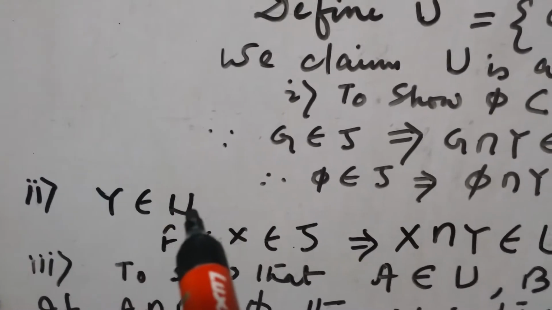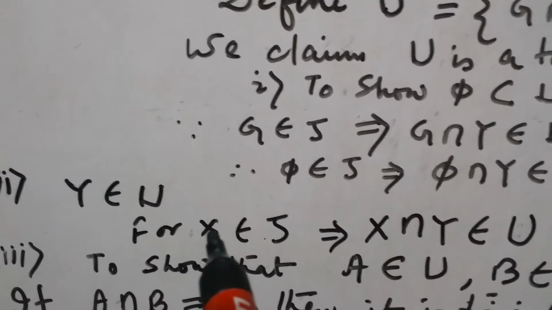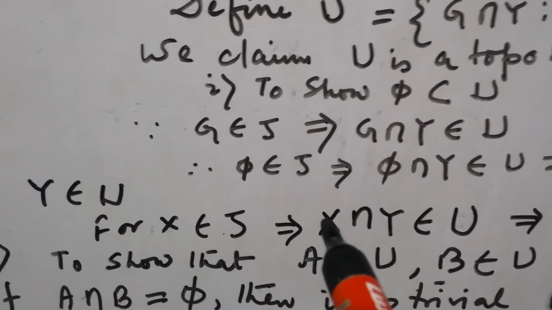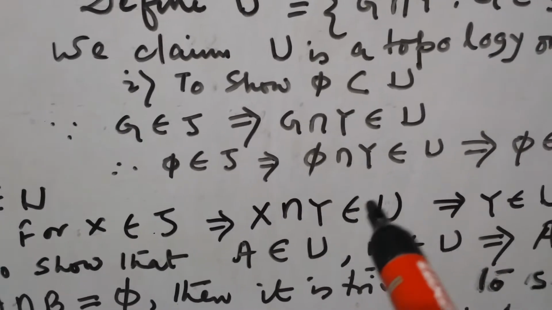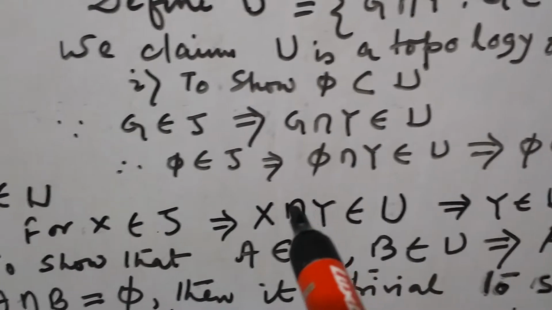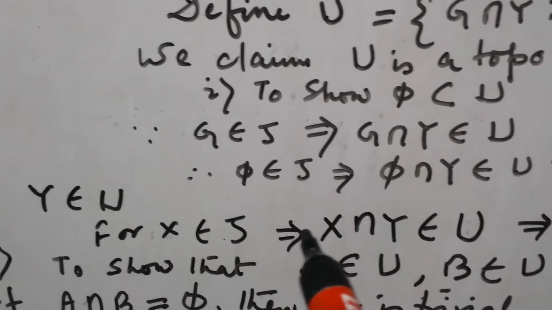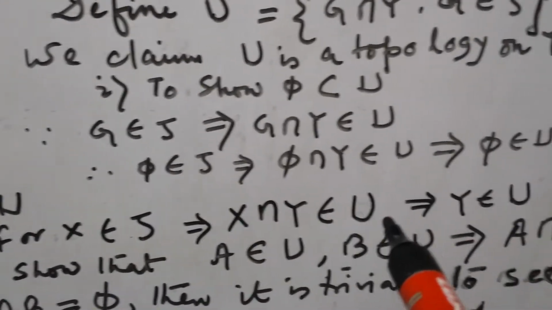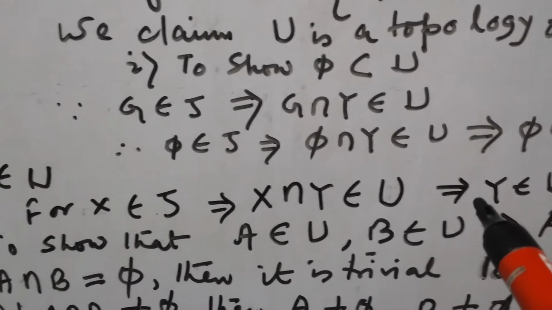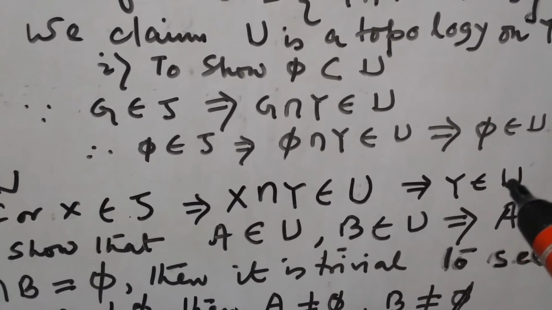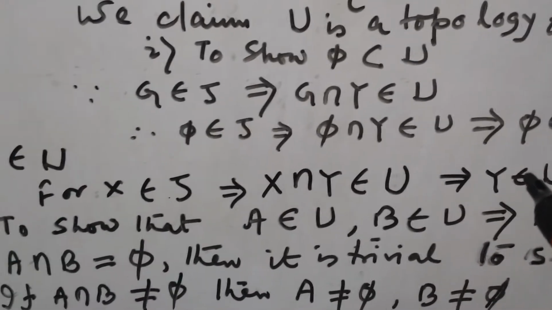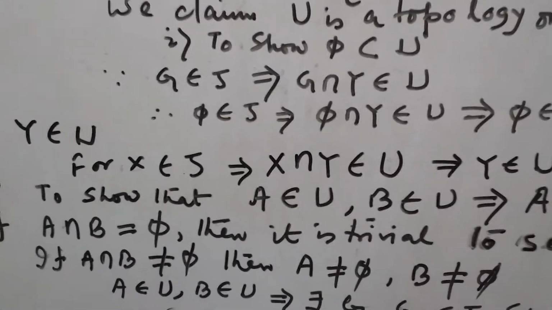Number 2, Y belongs to U. If X belongs to tau, this implies X intersection Y belongs to U. X intersection Y is equal to Y. Okay? Y belongs to U.